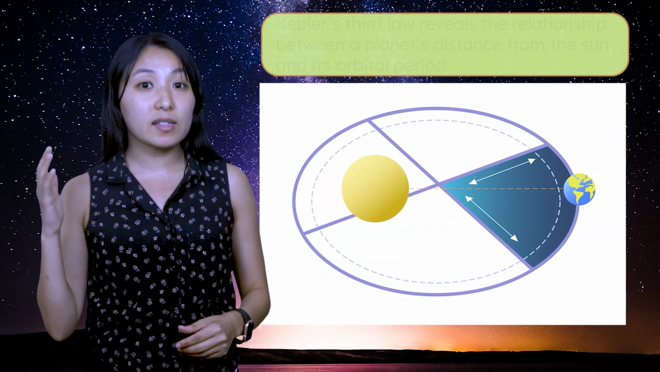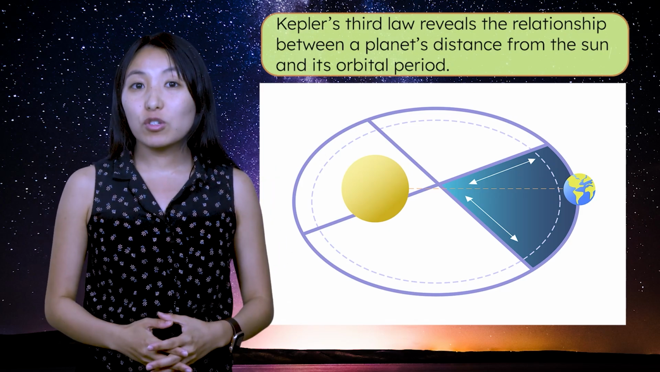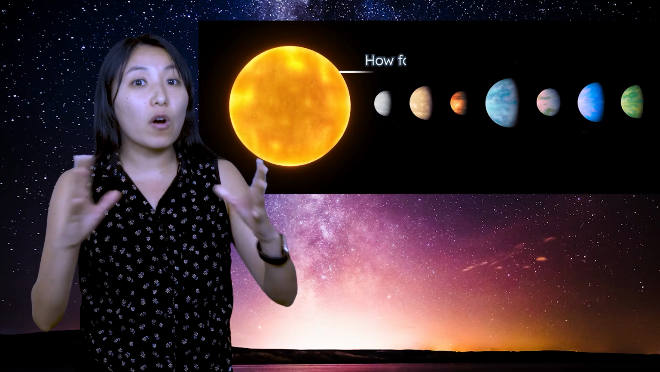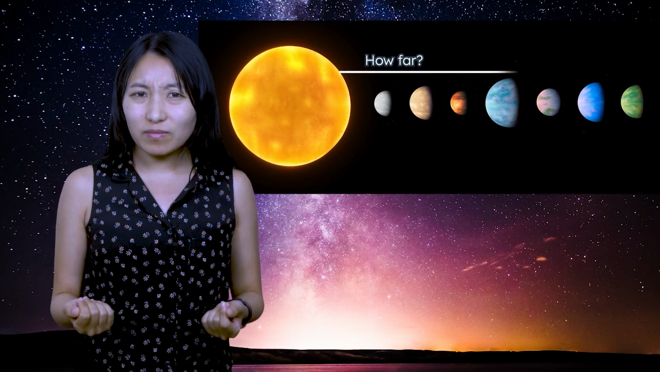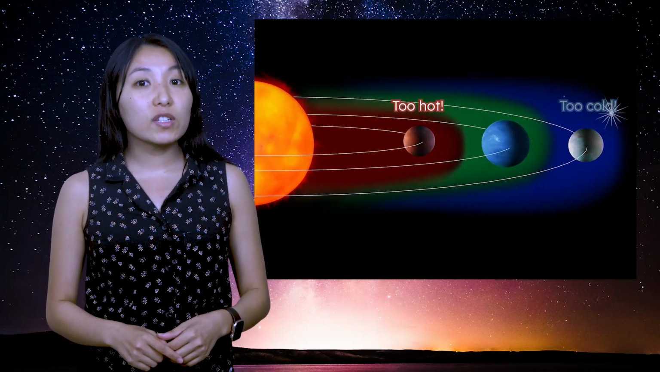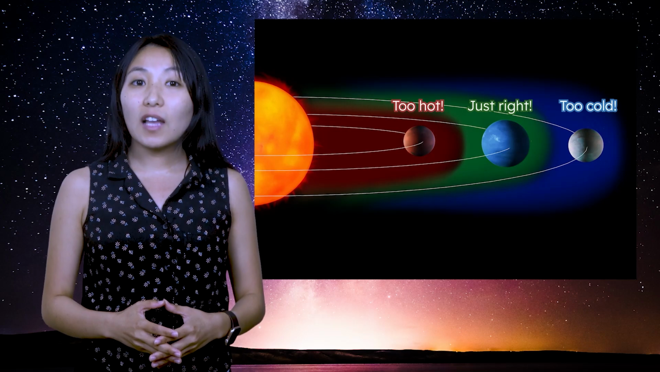Kepler's third law reveals the relationship between a planet's distance from the Sun and its orbital period. Astronomers use this law to estimate distances, such as calculating how far an exoplanet is from its star. Why might that be useful? Well, among other reasons, it can help astronomers infer whether conditions on that exoplanet might allow for life.